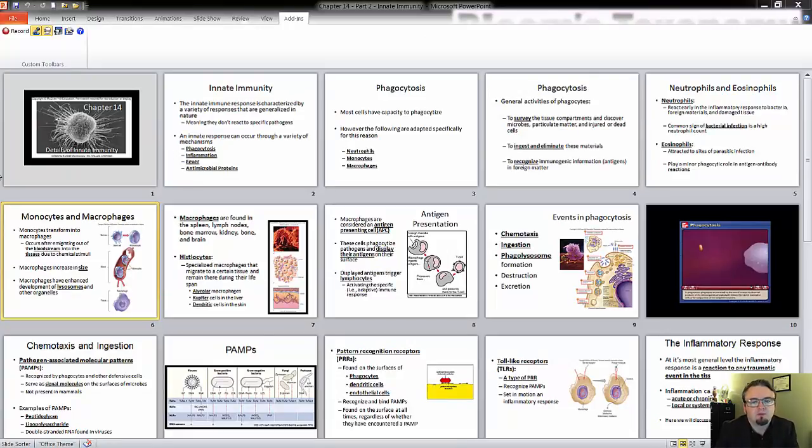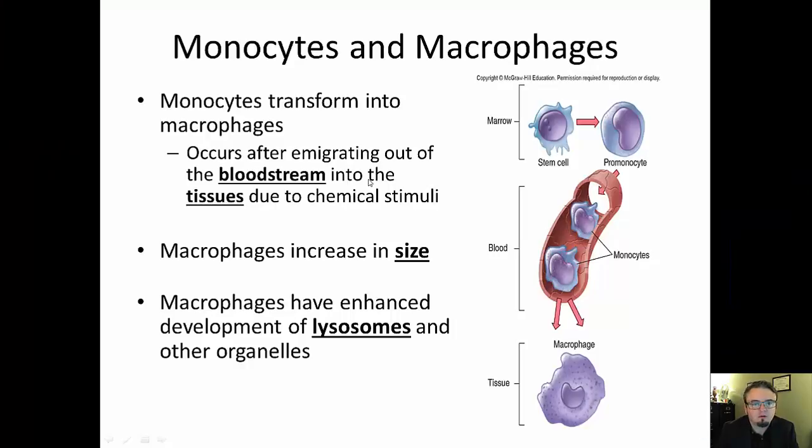Okay, so the next cell type we're going to look at are the monocytes and macrophages. Neutrophils and eosinophils are more of the generalized phagocytes. Monocytes and macrophages are a more specialized type of phagocyte. So you can think of them almost as an elite type of white blood cell.